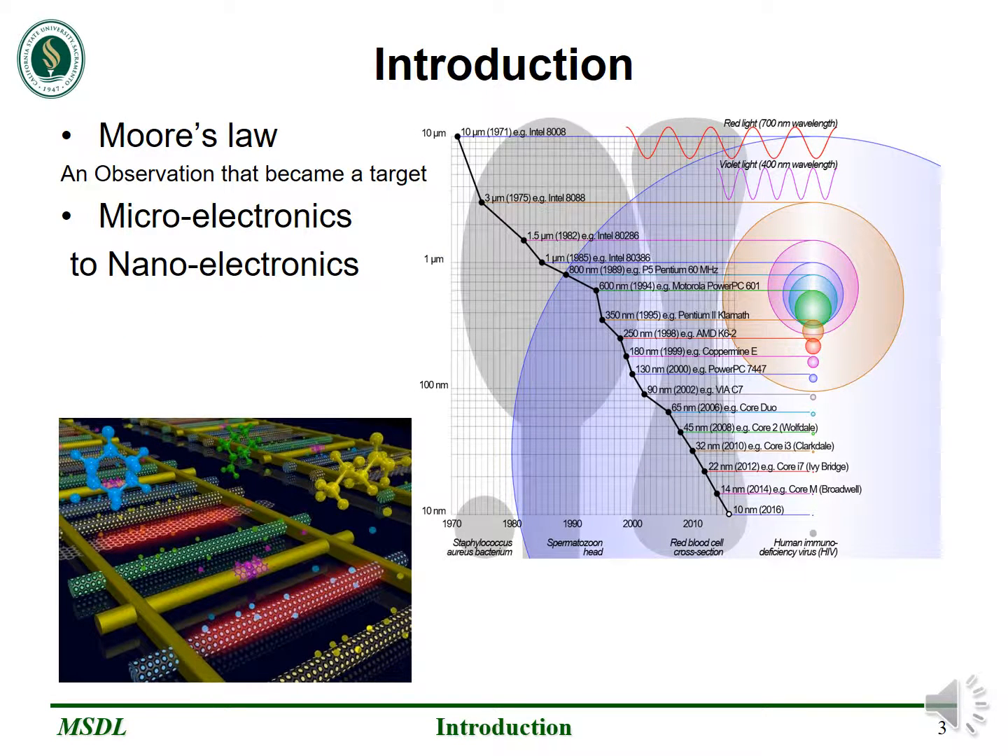Moore's law, it's an observation that became a target. Moore's law is an observation made by Gordon Moore in 1965, the co-founder of Intel, that the number of transistors per square inch on an integrated circuit has doubled every year. Since that observation, the companies have tried to double the transistors per chip, which required rapid miniaturization and efficient high volume processing.